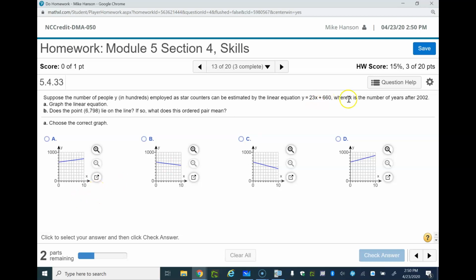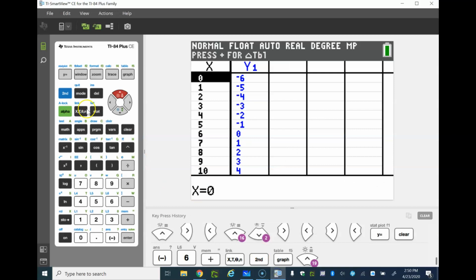666. So we can't just put this in the calculating graphic because the numbers are so big, you won't be able to tell the graph, but you could tell what the direction of the graph should go. See, this one's going up, this one's going down, this one's going down, this one's going up. Because the slope is a positive 23, I know I can eliminate B and C because these are going downward in the slope.